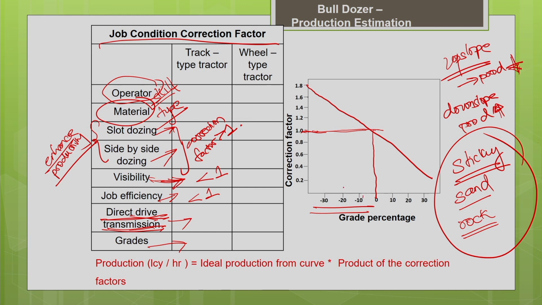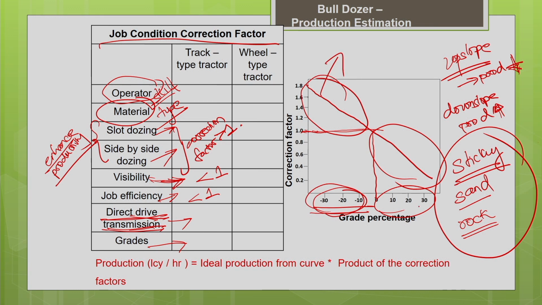So if you are working down the slope, my correction factor is greater than 1. If I am working up the slope, my correction factor is less than 1. It is because down the slope my productivity is going to be high. Up the slope my productivity is going to be lesser. That is why my correction factor is less than 1. Once you take the correction factors from the literature or the equipment handbook, and you have chosen the productivity value from the ideal curve, you multiply both, you will get the real production value for the actual project condition. So this is how you have to estimate.